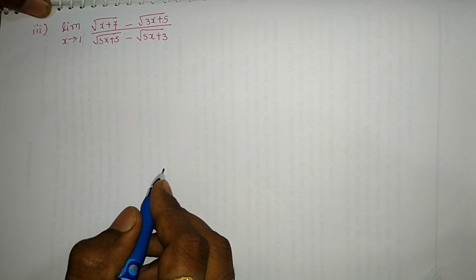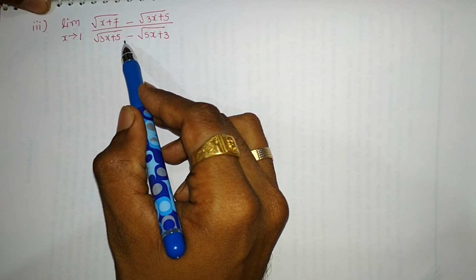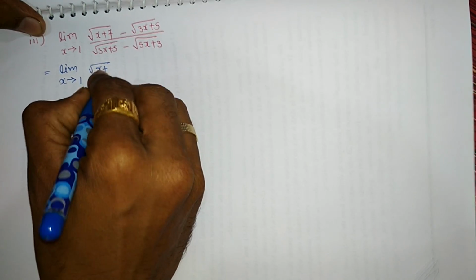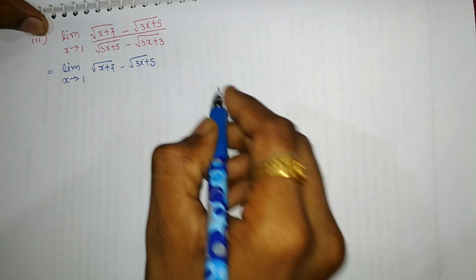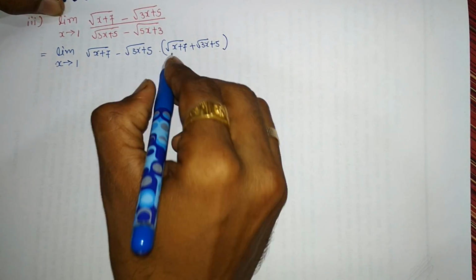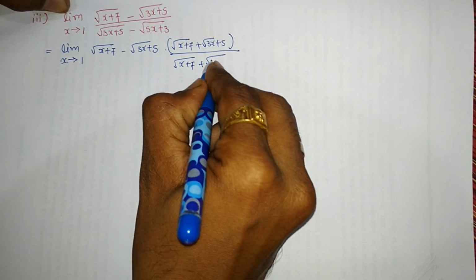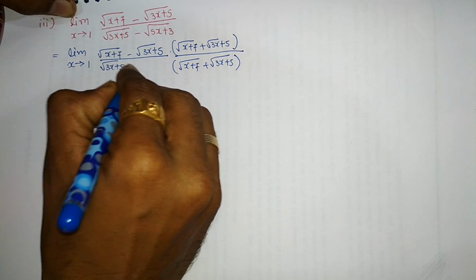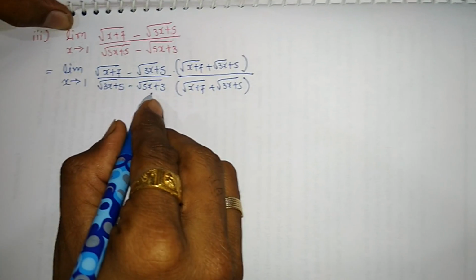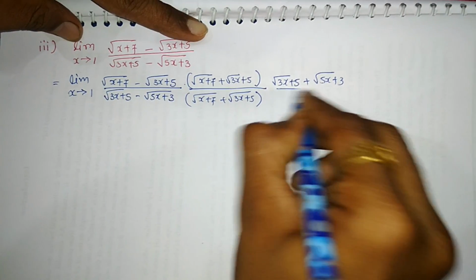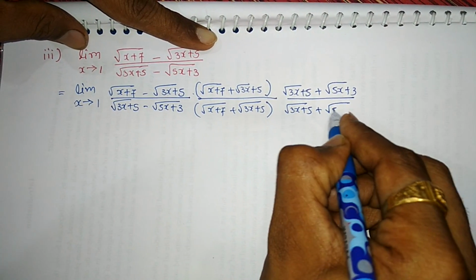Okay friends, now we will solve this problem. So here also in the numerator and denominator we are getting root and minus and minus and root. So we can use rationalizing factor. So limit x tends to 1, root x plus 7 minus root 3x plus 5. Rationalizing factor of this term is root x plus 7 plus root 3x plus 5 upon root x plus 7 plus root 3x plus 5, and the denominator term is root 3x plus 5 minus root 5x plus 3, and rationalizing factor of this term is root 3x plus 5 plus root 5x plus 3 upon root 3x plus 5 plus root 5x plus 3.